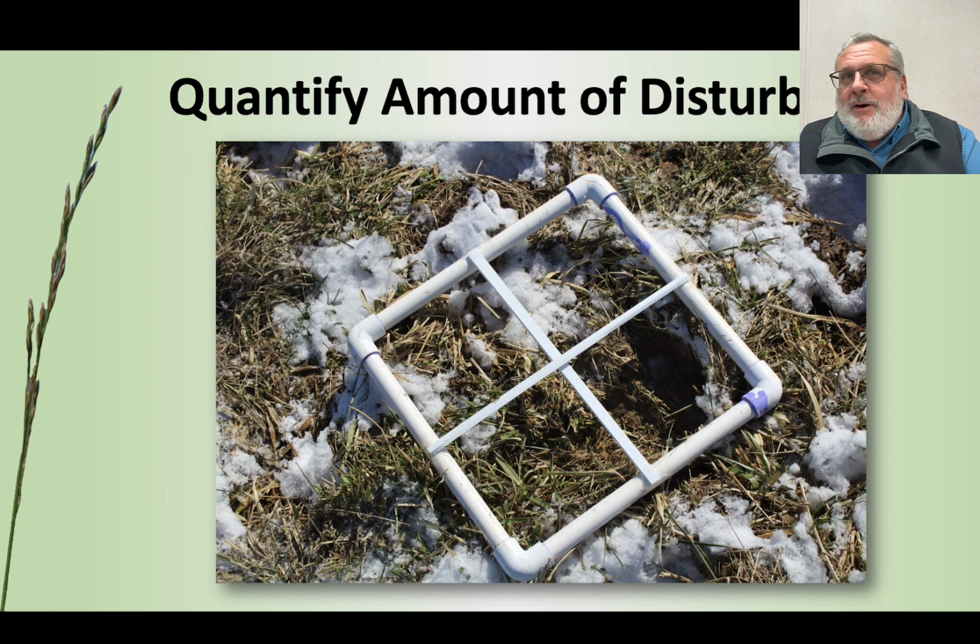And that's what I want to talk about first, is how do we quantify this damage. The first thing we want to look at is the percentage of disturbance. We can do that by laying a quadrat down, and we do this at multiple places within our pasture, and then figure out how much of that quadrat is disturbed. So in this example, it's probably around 20% disturbed.